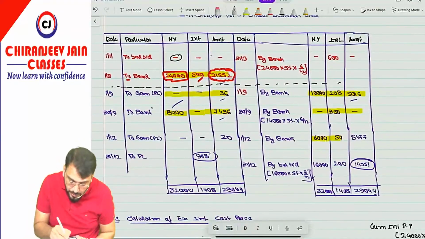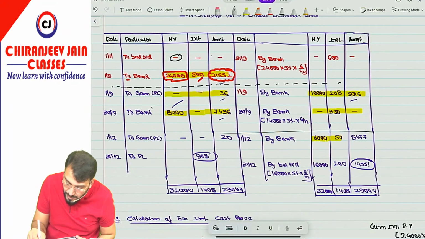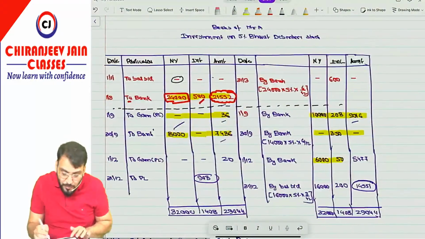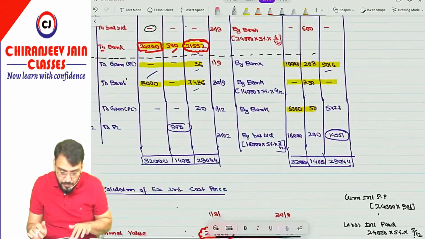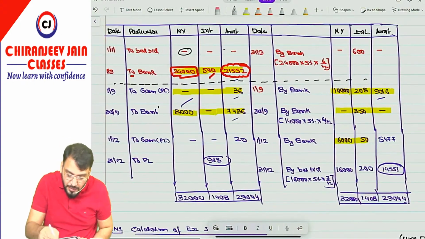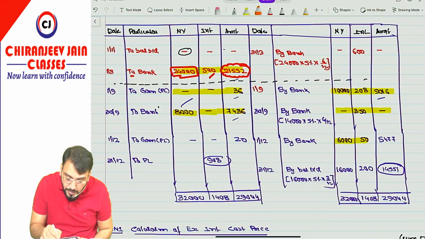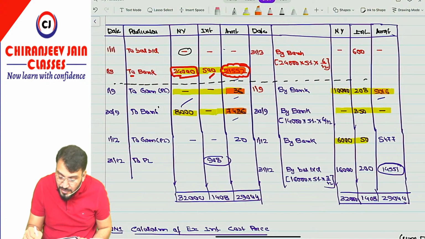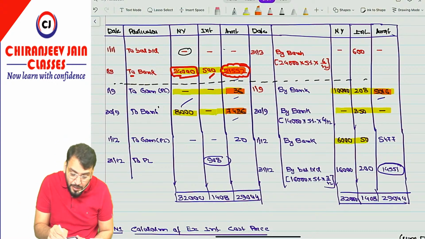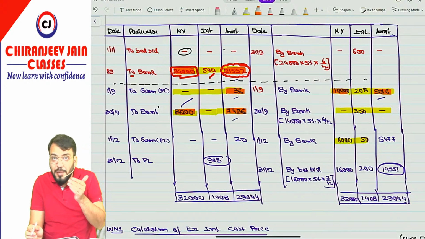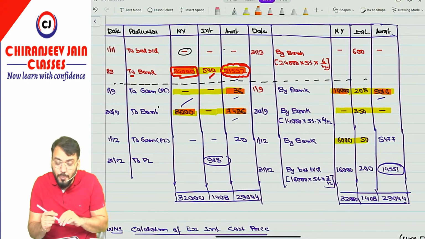Just try to understand. Right now we are in this situation. Correct, so we need to find out the balance of the amount column. Balance of amount column will be what? I'm just doing this: 21552 plus 36 plus 7436 minus 9016. This is coming how much? This divided by 24,000 plus 8,000 minus 10,000. This becomes the balance of amount column divided by the balance of nominal value column.